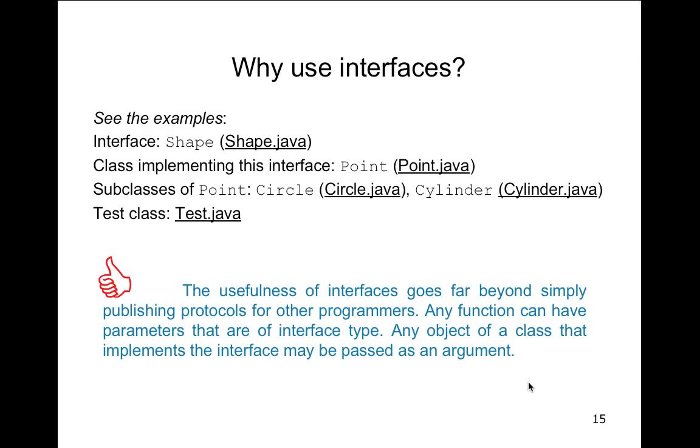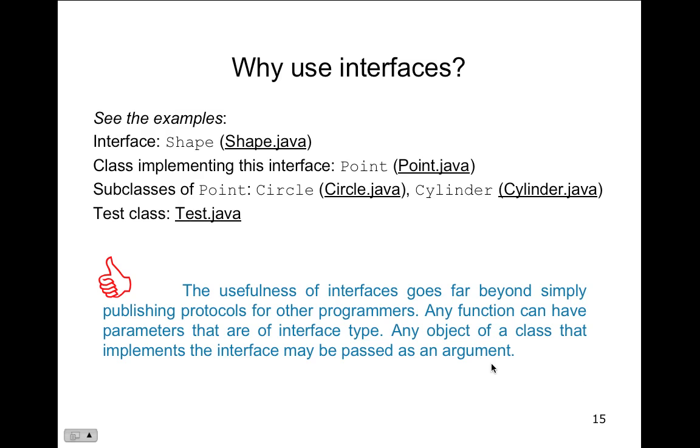So we have shape, point, circle, and cylinder, and we have test.java. So the usefulness of interfaces goes far beyond the simplicity of publishing protocols for other programmers. That's pretty much the focus I've been telling you so far.